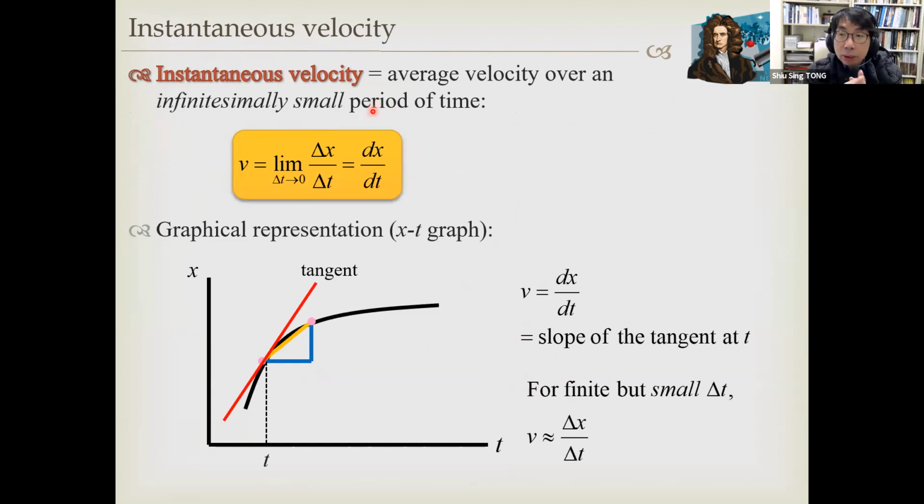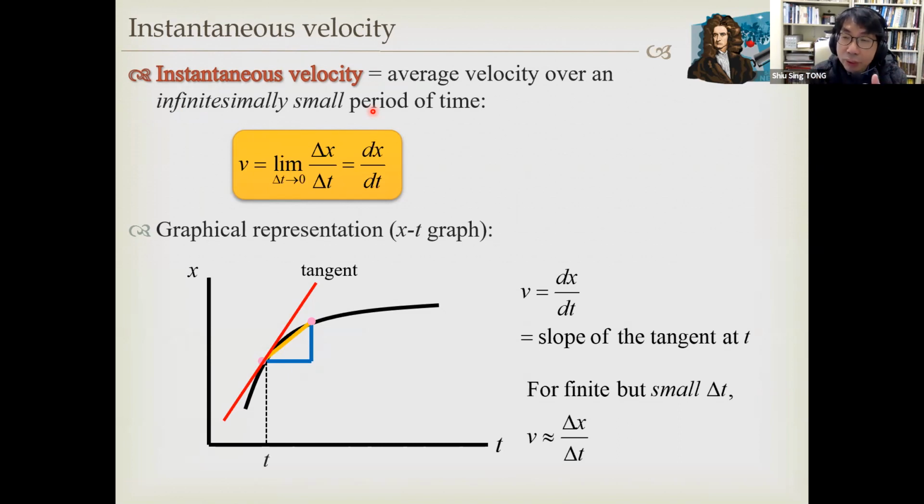But in mechanics, in kinematics, we are not satisfied with the average value. We want to know the velocity of the object at a particular time. Even though it is changing, we want to know exactly what its value is at a particular time. So that is called the instantaneous velocity. The instantaneous velocity is actually the average velocity of an object over a very, very small period of time.